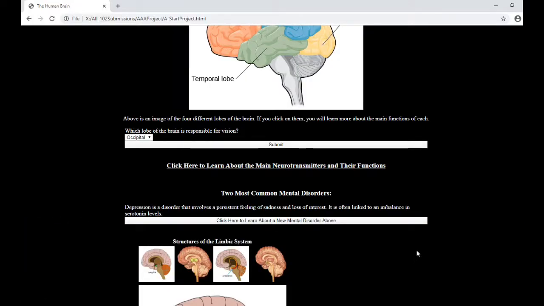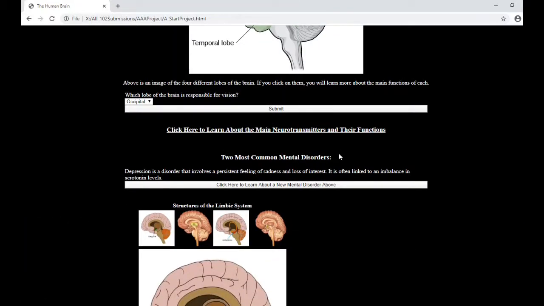So here are the 2 most common mental disorders. So first is depression, which is a disorder that involves a persistent feeling of sadness and loss of interest, and this is often linked to an imbalance in serotonin levels. Let me click here. There we go. Anxiety disorders are characterized by a persistent feeling of nervousness and an imagined sense of impending panic. It's often linked to low levels of GABA, or also could be low levels of serotonin.